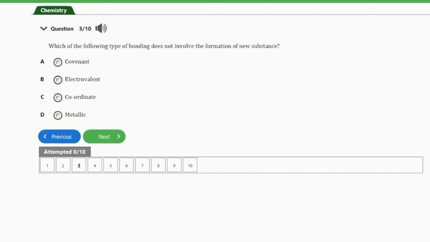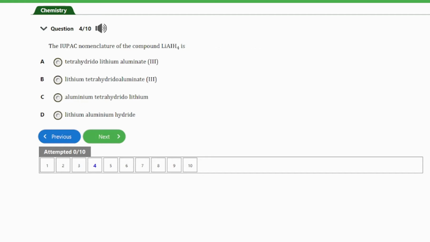Metallic bond is the bonding between metal atoms through electrostatic forces of attraction. In this case, the electrons act as a glue, giving the substance a definite structure. So that's it about that. Let's consider the next question.